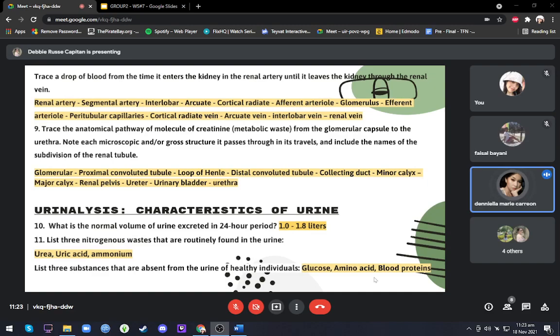So let's proceed to urinalysis, the characteristics of urine. Number 10, what is the normal volume of urine excreted in a 24-hour period? It is 1.1 to 1.8 liters. Number 11, list 3 nitrogenous wastes that are routinely found in the urine. The urea, uric acid, ammonium. List 3 substances that are absent from the urine of healthy individuals. The glucose, amino acid, and blood proteins.